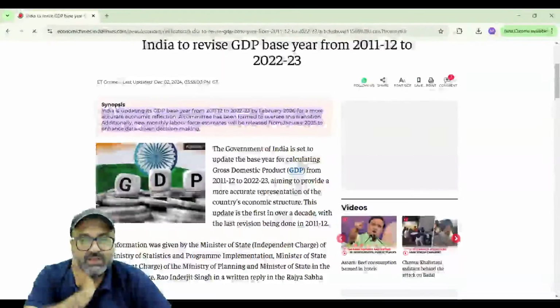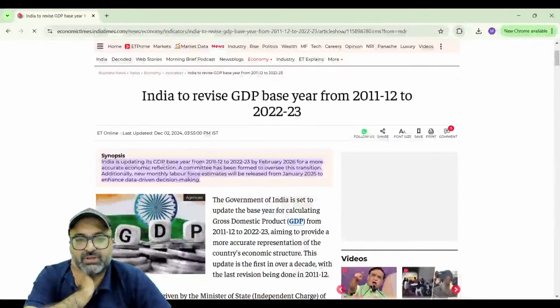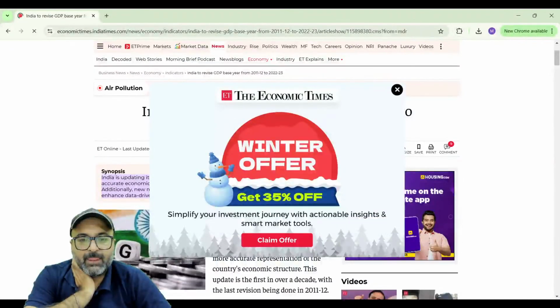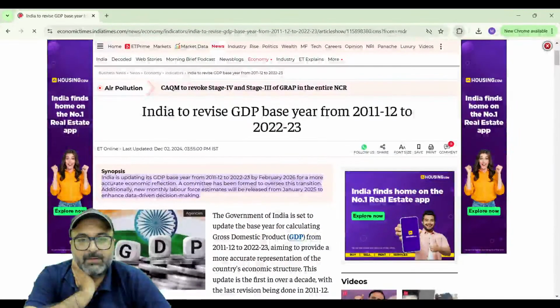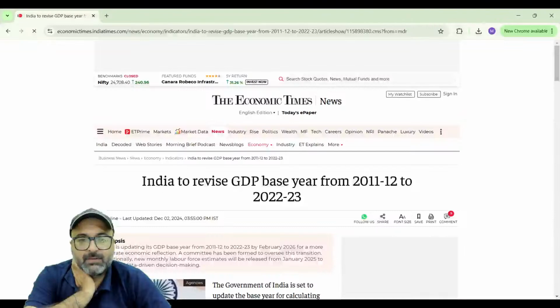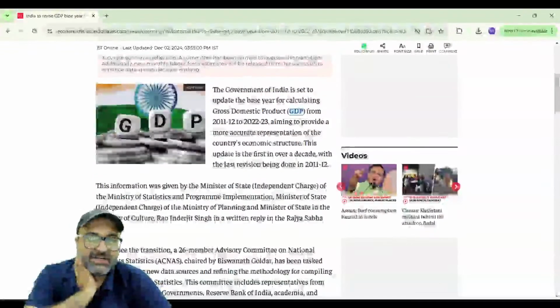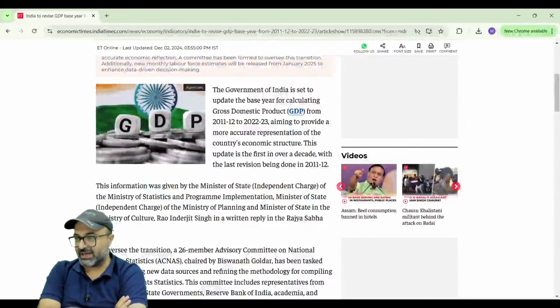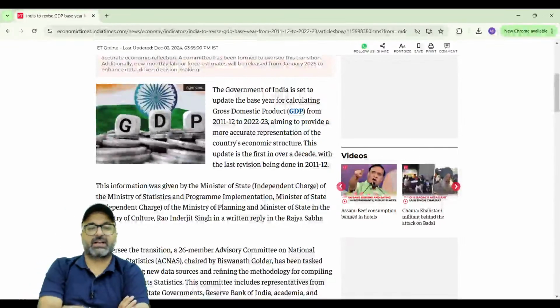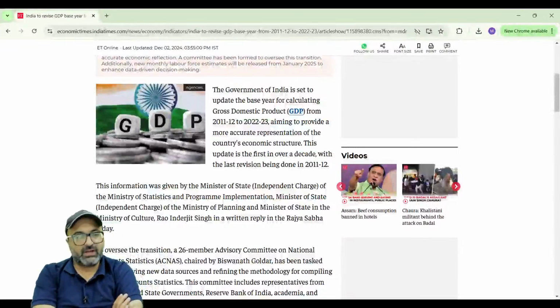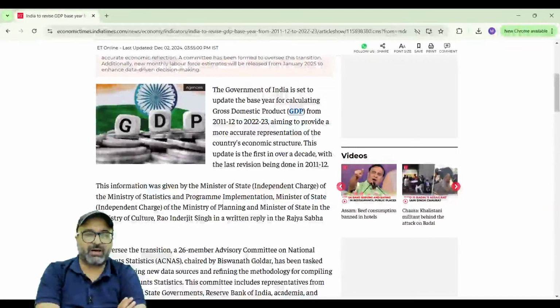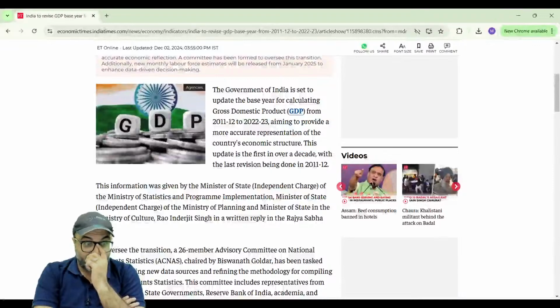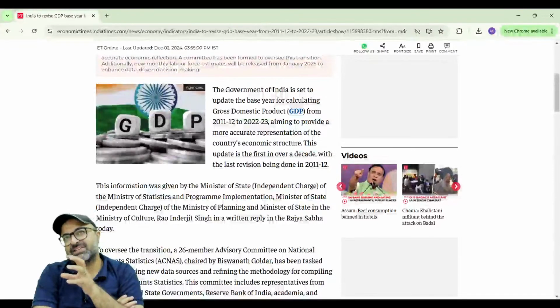It's a free source which is available. So the Government of India is set to update the GDP base year for calculating GDP. Currently, what is the GDP base year? The GDP base year is 2011-12, which is going to be updated to 2022-23.